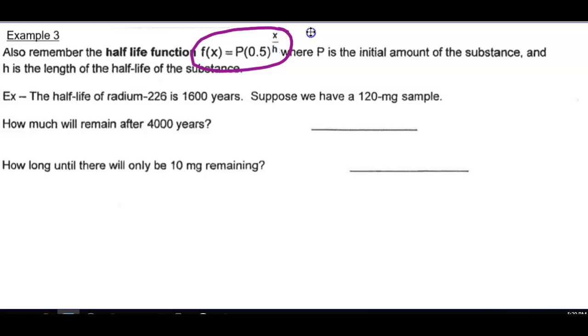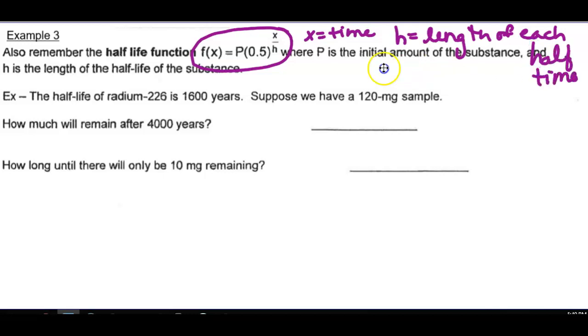So it's the amount of time that has passed, but H is the length of each half-life, or doubling time, or whatever you're talking about. Okay, so the half-life of radium-226. The 226 is part of its name. It's not a number we need in this problem. This is the half-life, so this is the H. Suppose we have an initial sample, so this is P of 120 milligrams. How much will remain after 4,000 years? That's an X or a time.